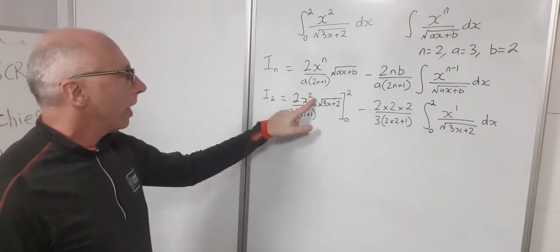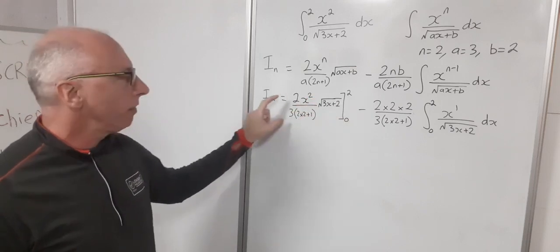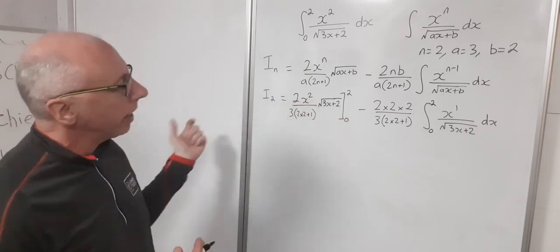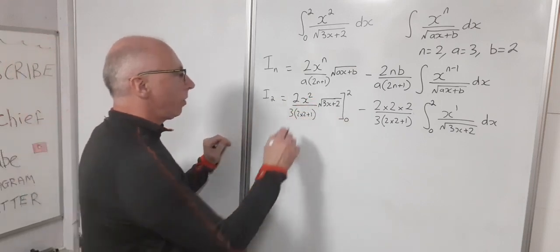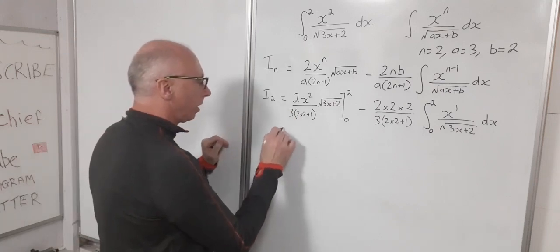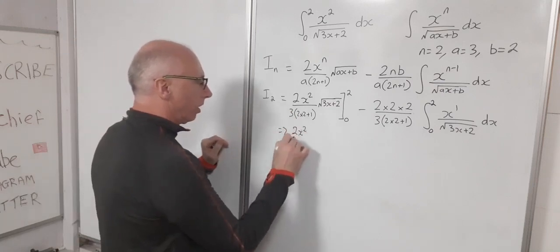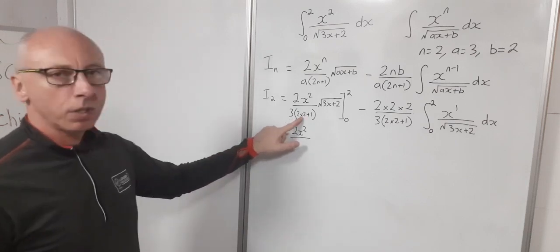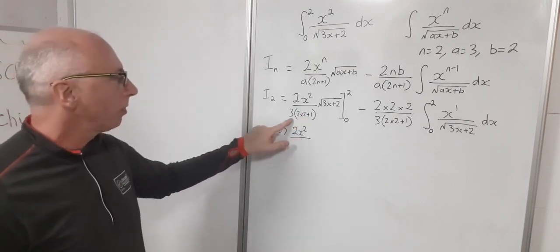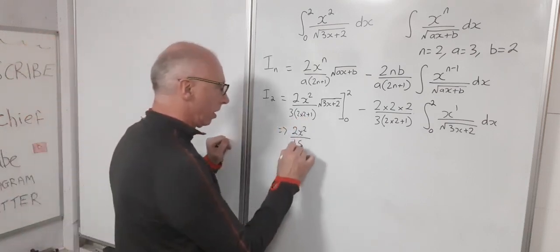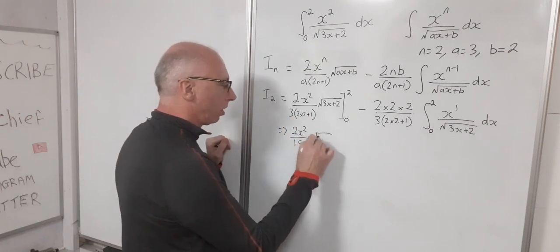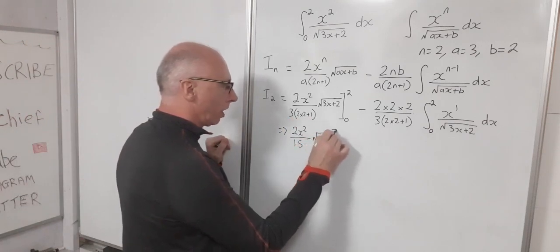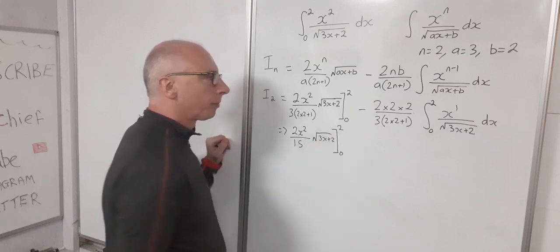So I've got 2x squared. I'm not going to calculate the value of this just yet. I'm going to do that at the end when I've got all the results. So here I've got 2x squared, and that's divided by 2 times 2 is 4 plus 1 is 5 times 3, that's 15. And our radical, 3x plus 2, calculated from 0 to 2.